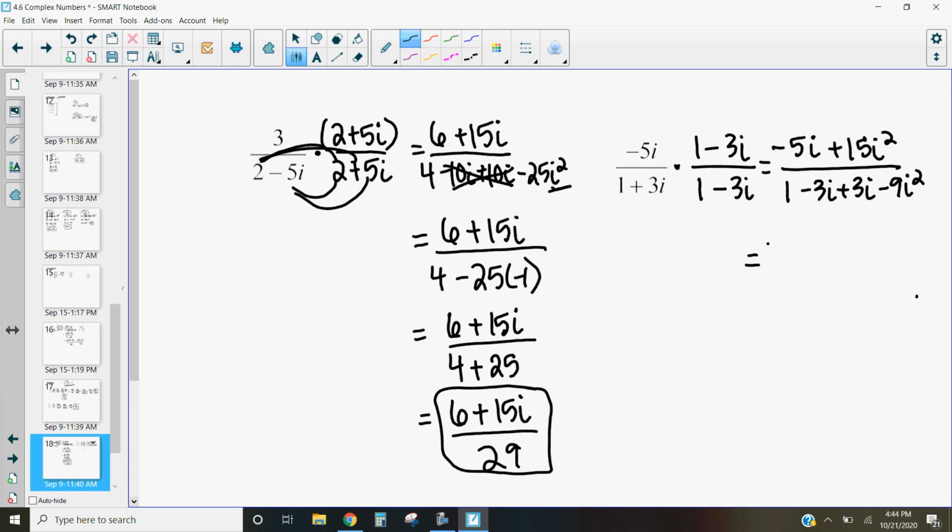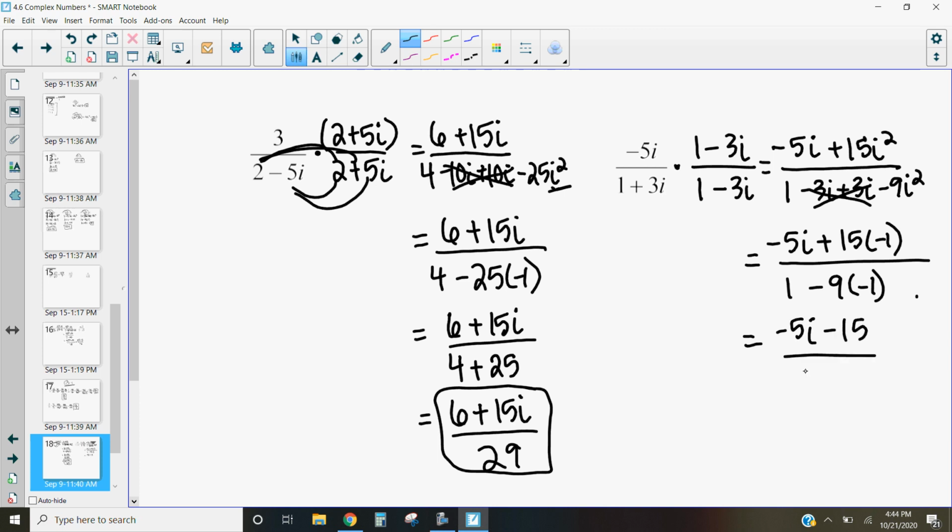And then we have lots to simplify here. So our negative 5i plus 15 times negative 1 over 1, these two cancel, minus 9 times negative 1. So then we end up getting negative 5i minus 15 over 1 plus 9, which is 8. So our division ends up simplifying to negative 5i minus 15 over 8. Now 8, 5, and 15 do not have a common factor, so that's as simple as it gets.